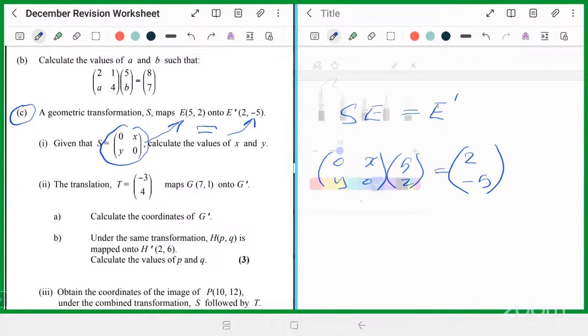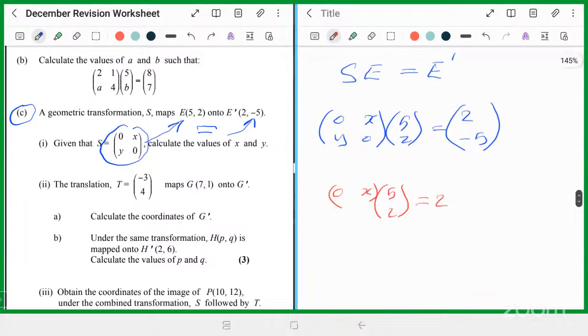All right? Let me use a different color. This 2 is obtained by multiplying that row by that column. So you set up the equation like that, the equality of matrices, and set up the multiplication like that. So the 0, x times the 5, 2 results in this 2 over here, and you work it out. So 0 times the 5 is 0, plus the x times 2 is 2x. That is equal to 2. So if 2x equals 2, then x is equal to 1.